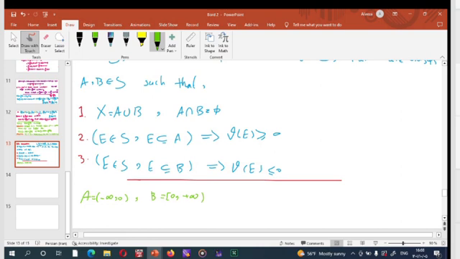Then we have these properties: for example, R equals this union and this intersection equals the empty set, and for any Borel set E, E is a Borel set and E is a subset of A. We see that by this definition.